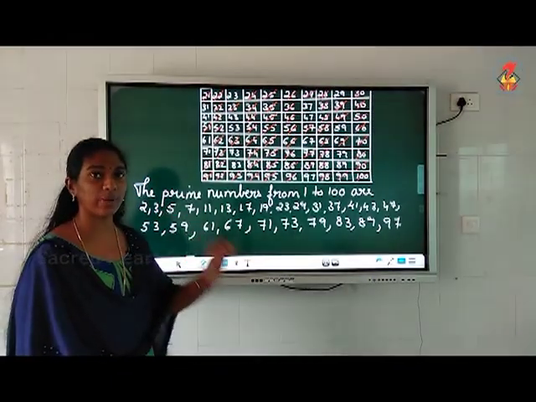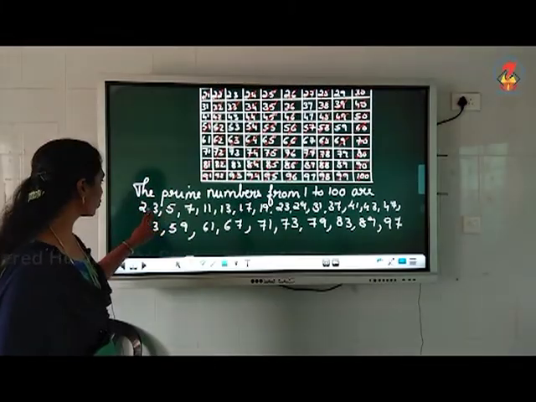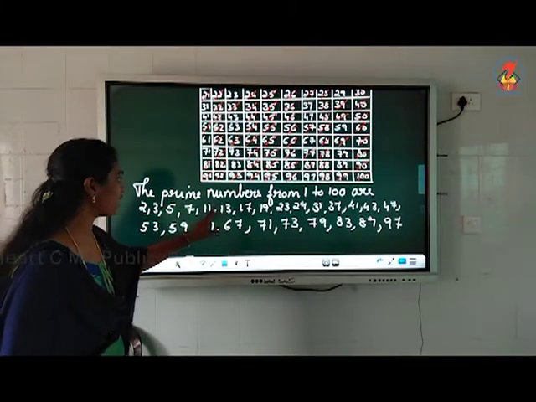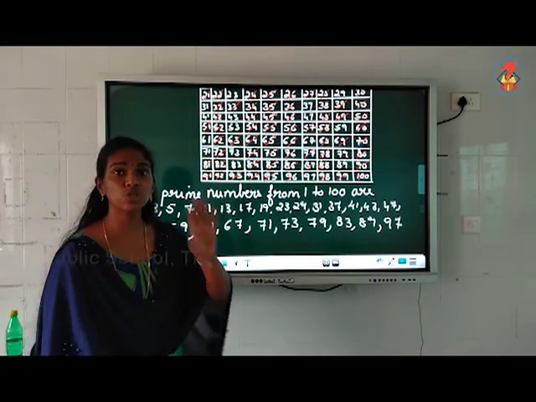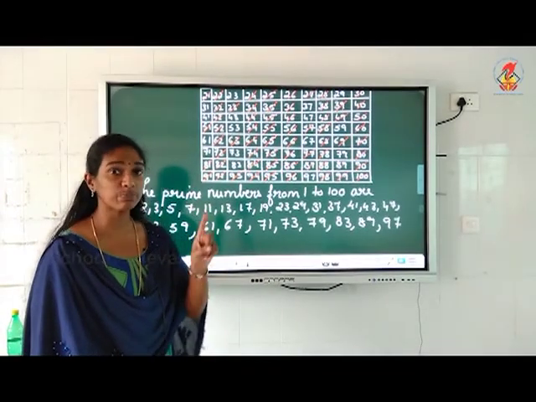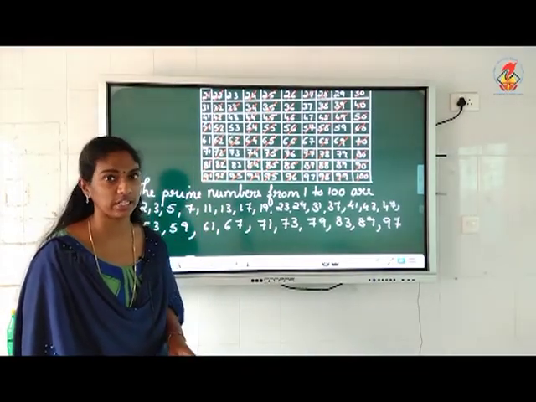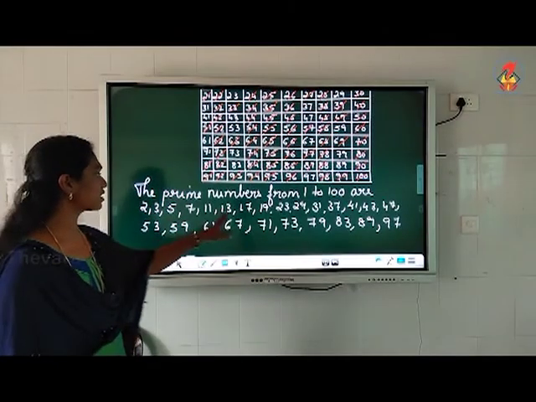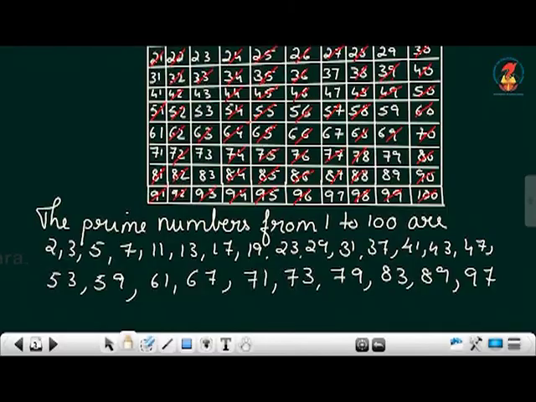Children, at least till 20 you should know. That is 2, 3, 5, 7, 11, 13, 17, 19. This you should know thoroughly. 8 prime numbers are there from 1 to 20. Okay, these prime numbers you have to know. 2, 3, 5, 7, 11, 13, 17, 19. This is very important. These 8 of them you have to know thoroughly.